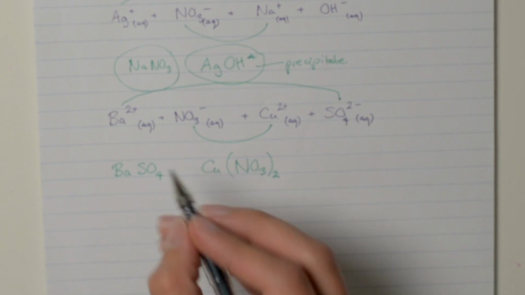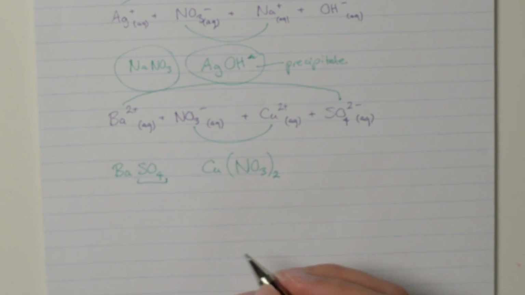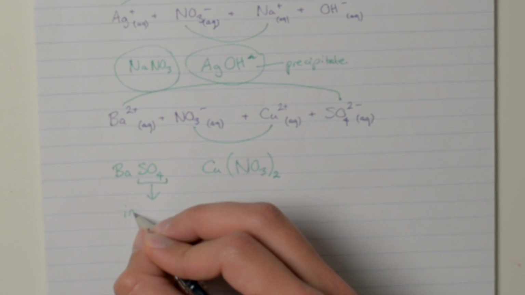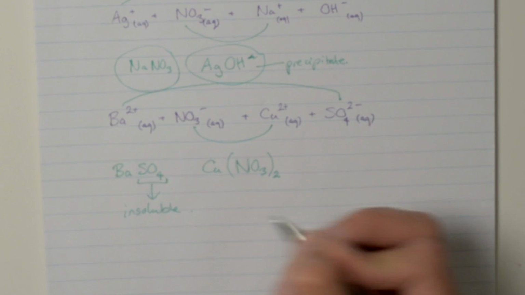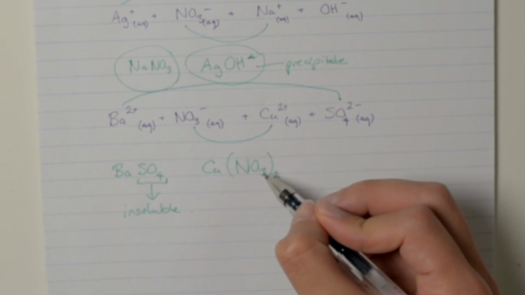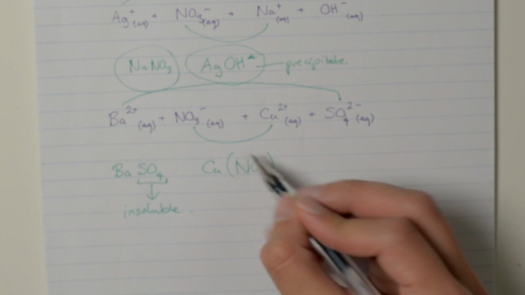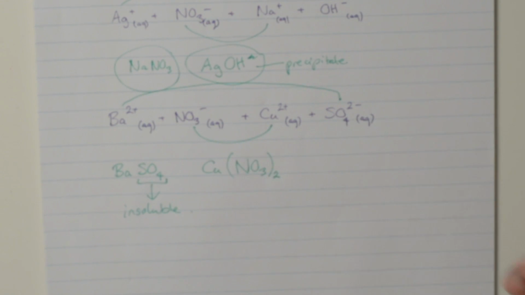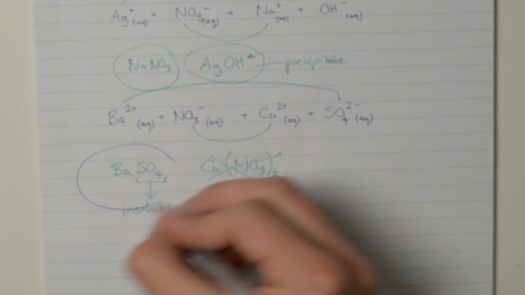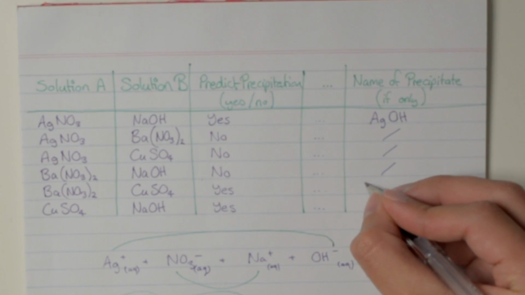Barium sulfate, if you look up sulfates in the table in your textbook, it'll tell you that when it's combined with barium, it'll actually be insoluble, or at least have very low solubility. Nitrates, just like before, all compounds combined with nitrate are soluble, so that's not going to form a precipitate. So we stick our answer here and put it into our table.